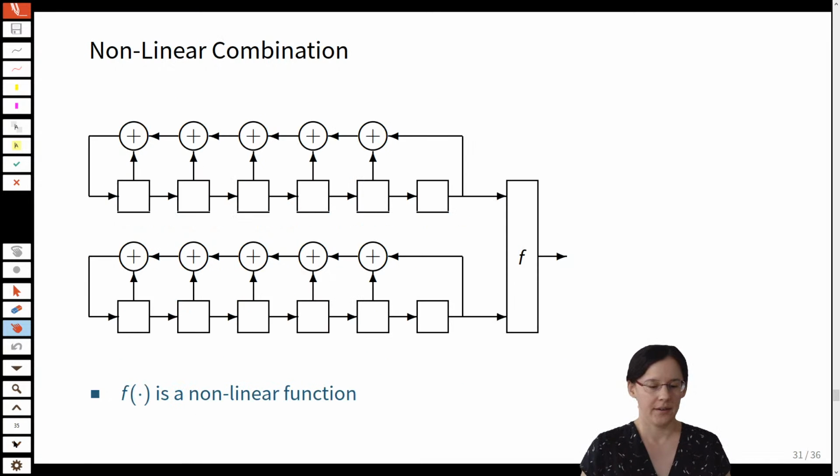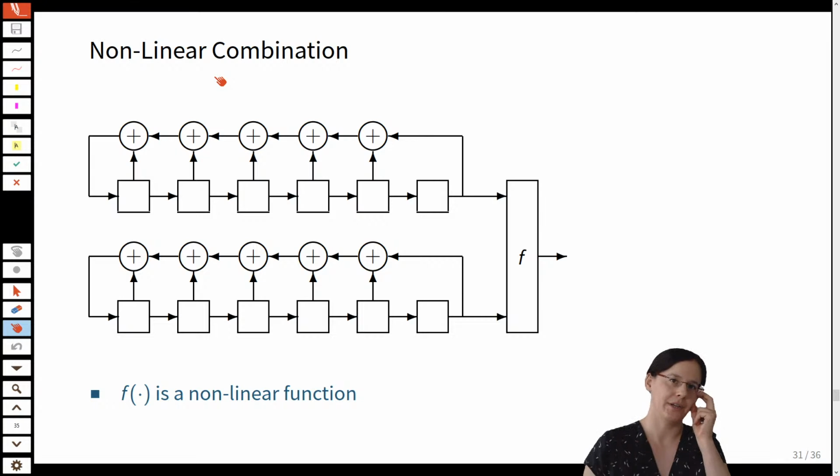Let's again look at a few pictures, first of a very generic construction about how such a nonlinear combination could look like. And this is relevant because you will have this sort of construction in the exercises. So the idea with nonlinear combination is you have several LFSRs. They may have different lengths actually. And then to produce the key stream output, you take the bits produced by the individual LFSRs and put them into some nonlinear function. One example could be that you AND them together.